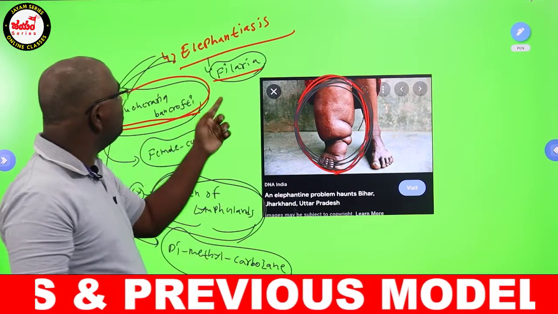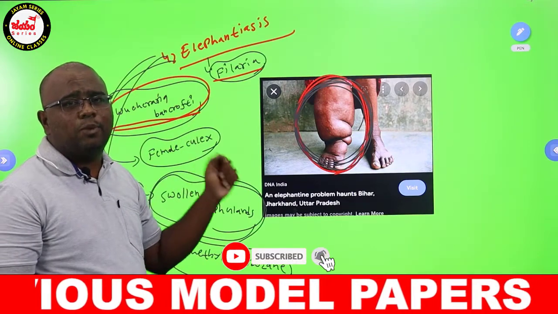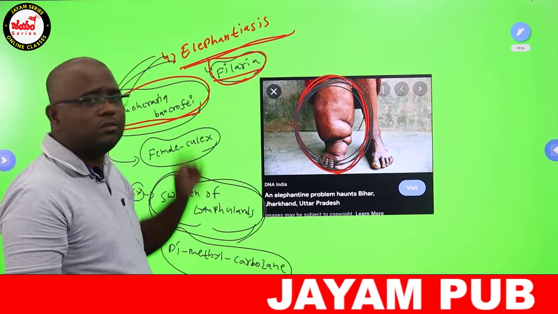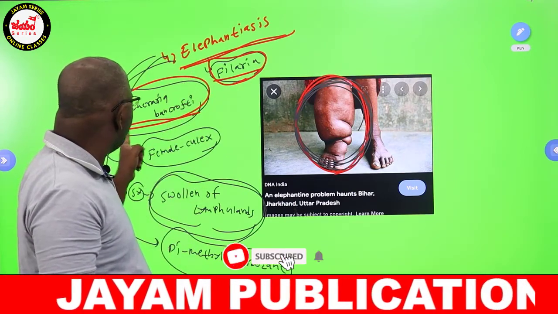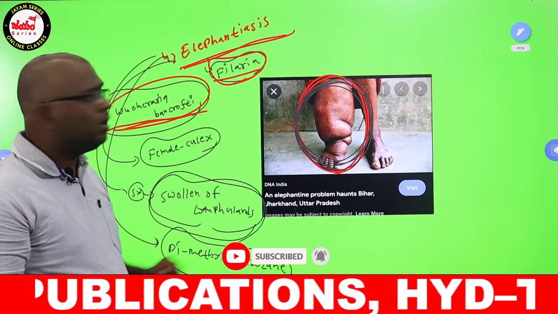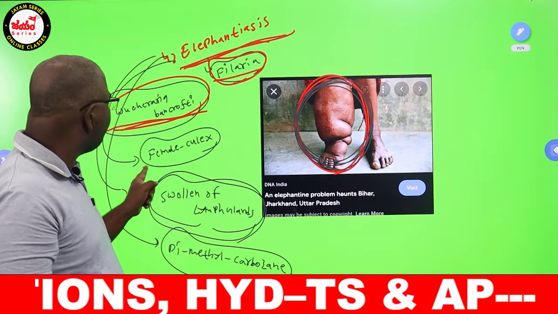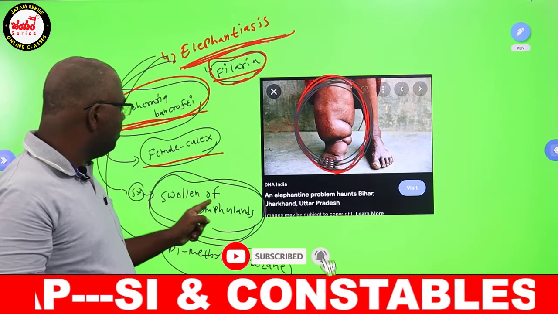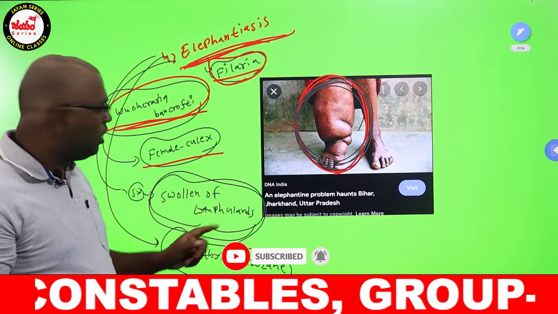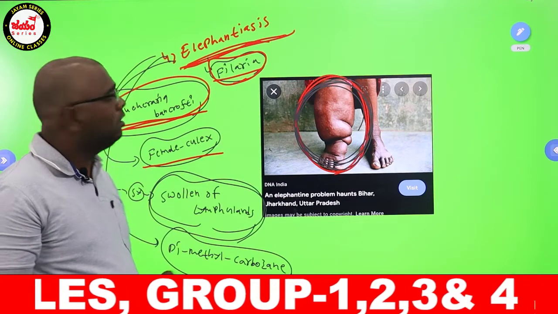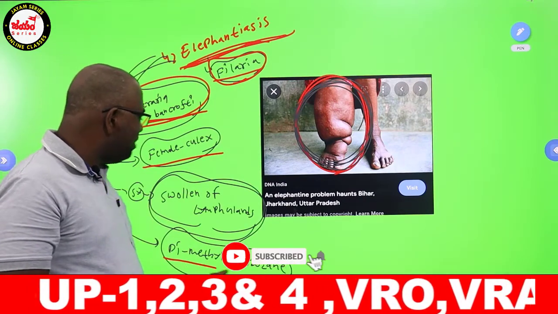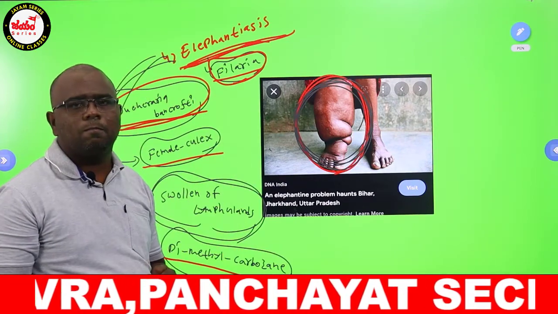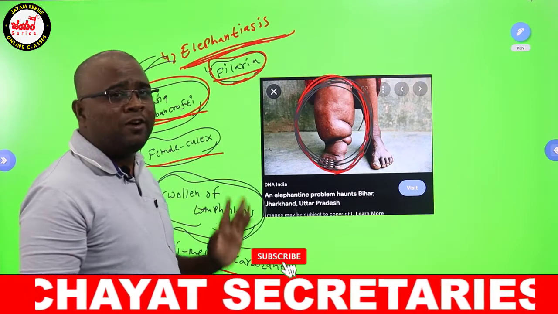Okay, I am explaining elephantiasis again. Elephantiasis is caused by Wuchereria bancrofti. It is caused by the bite of the female Culex mosquito. The symptom is swelling of the lymph glands. Diethylcarbamazine medicine is used for elephantiasis. This is elephantiasis.